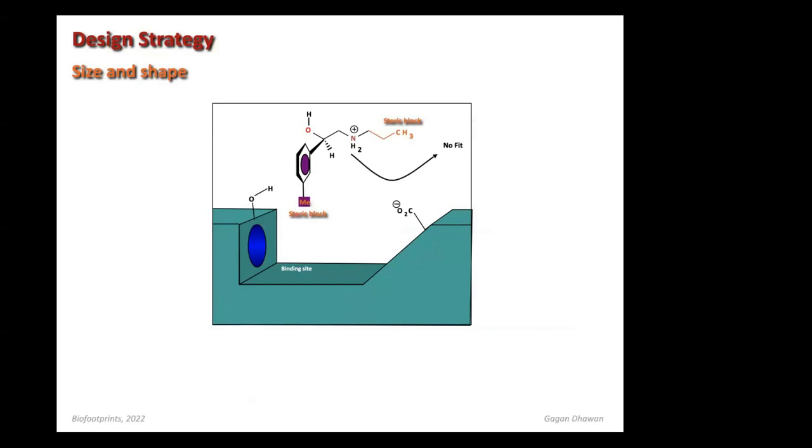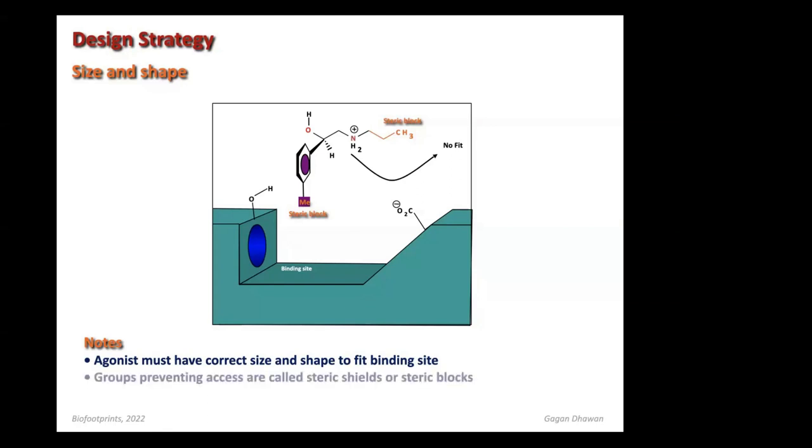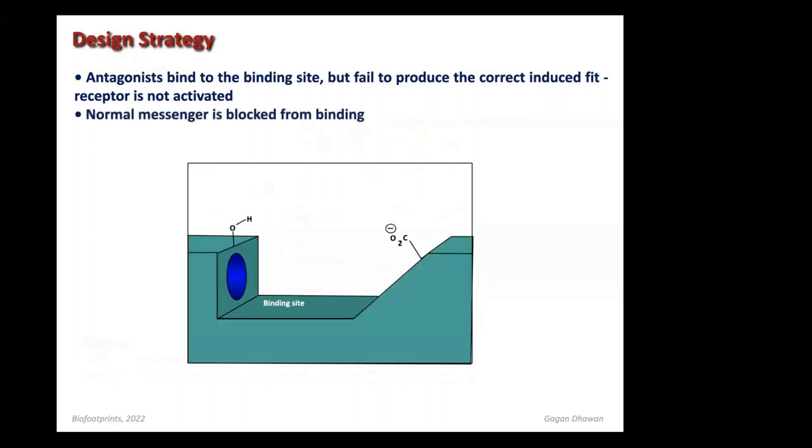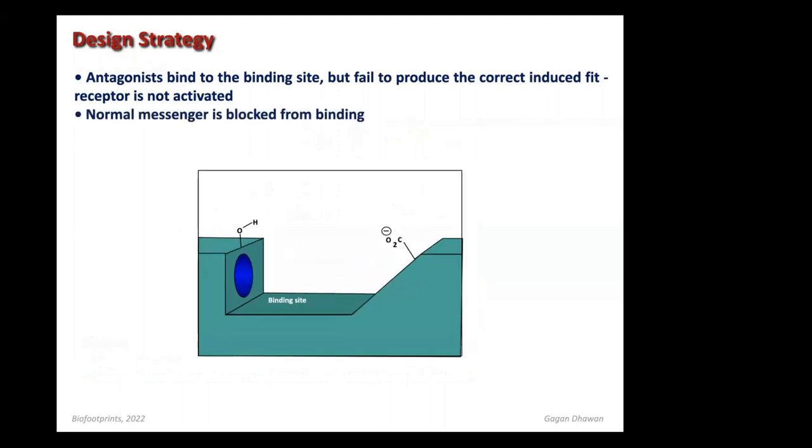So that means even if your compound has all the required functional groups, it is not able to enter the receptor pocket. So the agonist must have the correct size as well as shape to fit into the binding pocket. Now, if you want to design a molecule which can bind but will not produce any effect, that means it is acting as an antagonist with no biological activity, just hindering the entrance of the agonist to the receptor site. So the normal messenger is blocked from binding because of the presence of this antagonist.